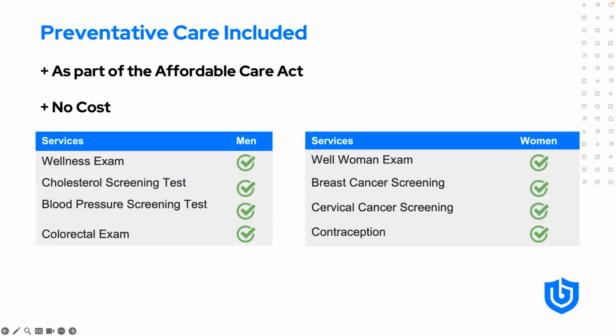Now, as mentioned earlier, as part of the Affordable Care Act, preventative care is covered at 100%, and this includes your yearly wellness exams for men, women, and children, mammograms, and other screenings.